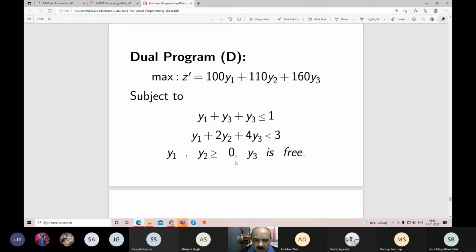As a result, it will be 100 y1 plus 110 y2. We want to maximize z dash plus 160 y3. This third term will be 160 y4 minus 160 y5. In the first constraint, y1 plus y2 plus y3 less than or equal to 1, it will be y1 plus y2 plus y4 minus y5 less than or equal to 1. In the second constraint, y1 plus 2y2 plus 4y4 minus 4y5 less than or equal to 3.